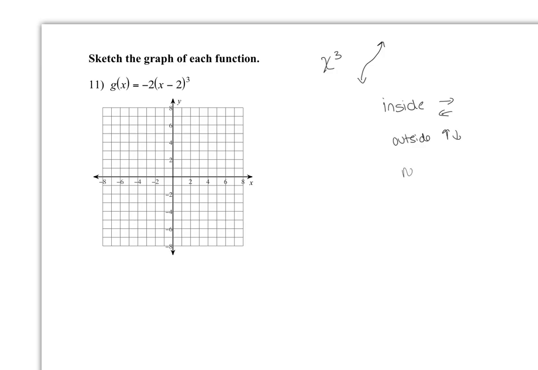And then your negatives will reflect it and your coefficients. So if the absolute value of your coefficient is bigger than 1, it is going to stretch it. And if it is less than 1, it is going to flatten it, so to speak. And so you do want to pay attention to those particular pieces as you graph.